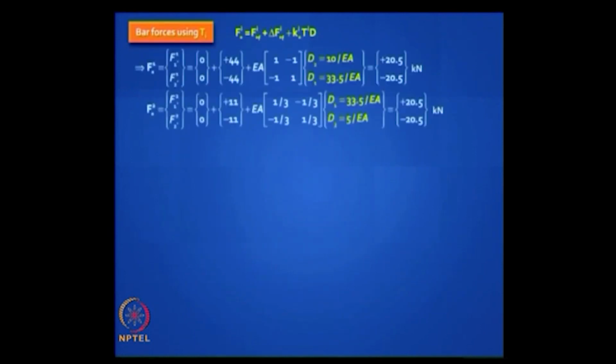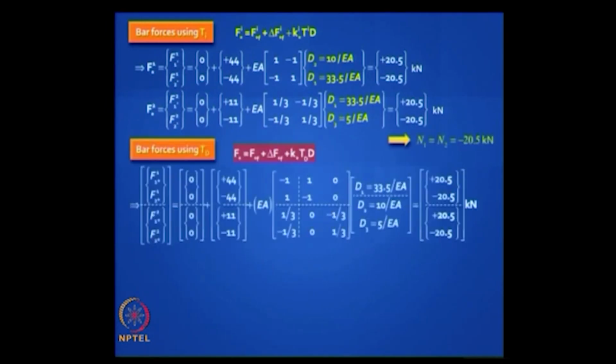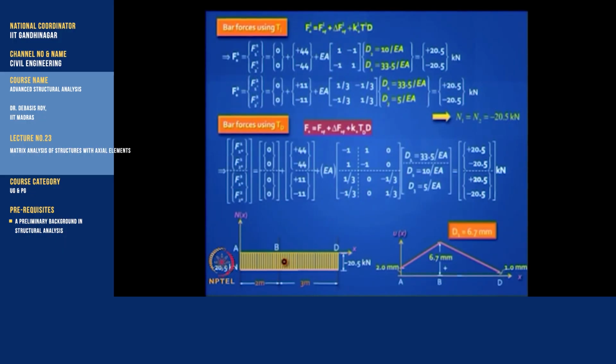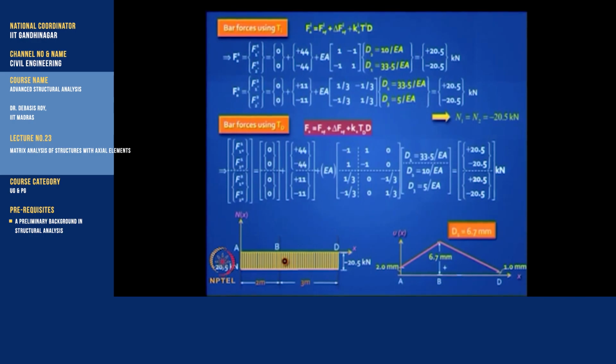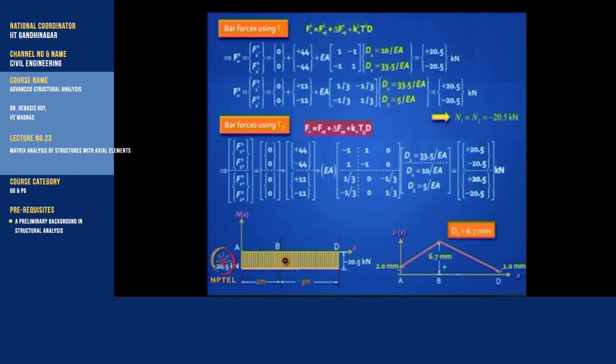Then you can find the bar forces either using the TI method or using the TD method, but you knew the answer anyway because you got the reactions, but might as well go through this exercise, you will get the same answers, okay. If you want, you can plot the variation of axial force. It is constant in both the elements, it is 20.5, and D1 has a displacement of 6.7 mm, D2 has 2 mm, D3 has 1 mm, it is a linear variation. Is this clear?